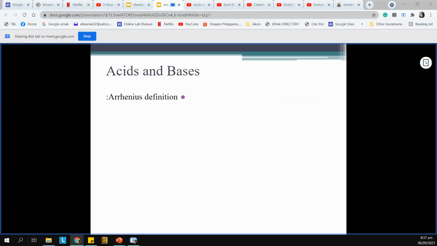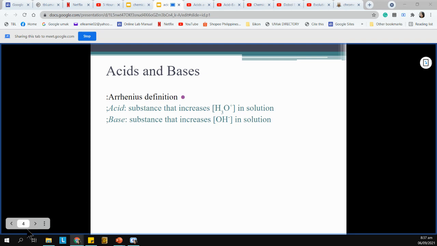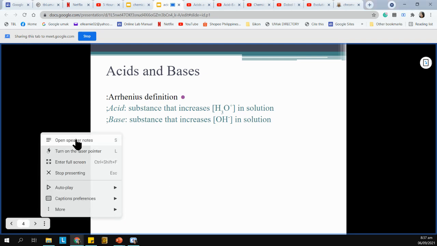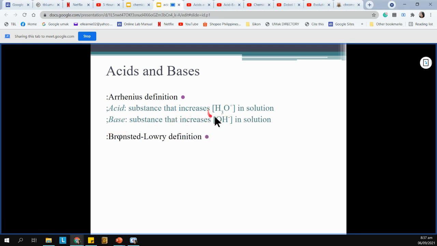Now, in terms of acids and bases, it's actually differentiated on the type of acids and bases that we have. We actually have three classifications of acids and bases. We have the Arrhenius definition, wherein acids are the ones that increase the hydronium ion in solution. By the way, this is the hydronium ion. Now, most of the time, instead of writing hydronium ion, we just write hydrogen ion. So hydrogen ion, and then a base increases hydroxide concentration.